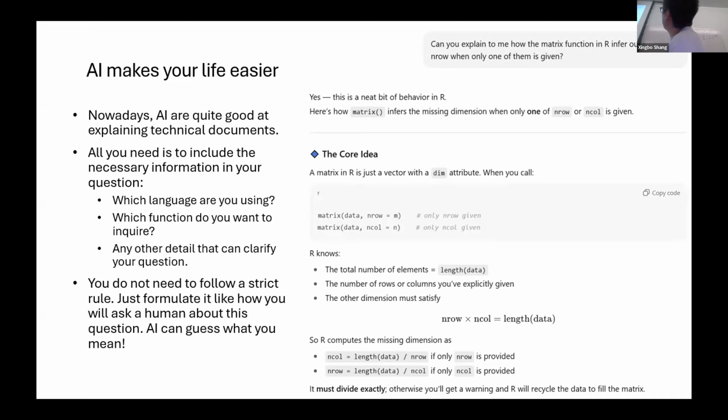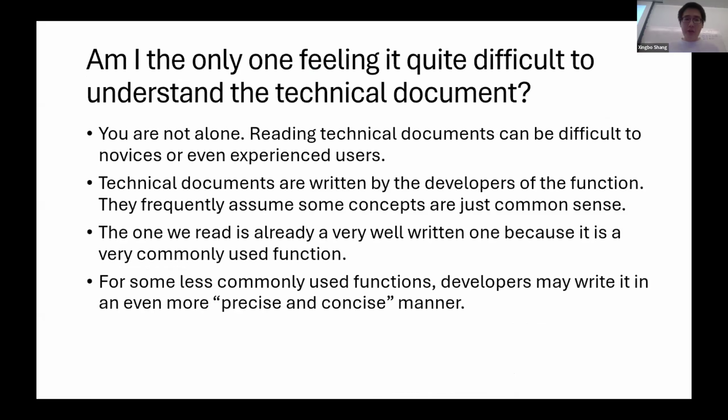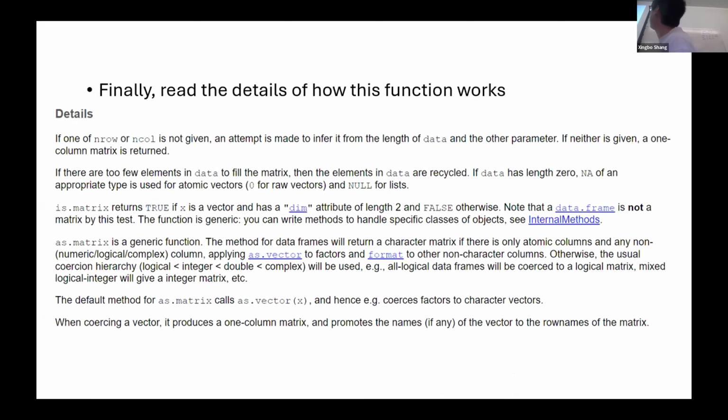Here is a screenshot from my ChatGPT account. I just asked, can you explain to me how the matrix function infers ncol or nrow when only one of them is given? This is exactly what that sentence is talking about. So you see, it says you only need to give one argument and it can try to infer the other one. But how does it work?